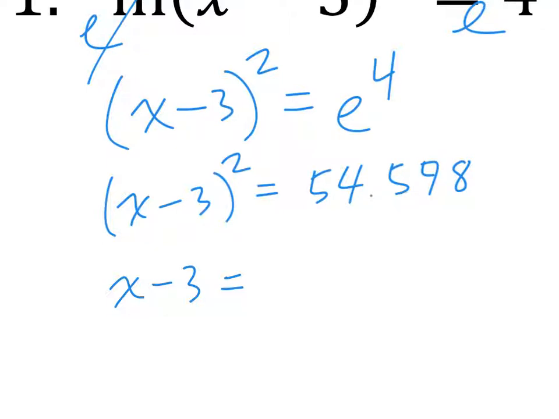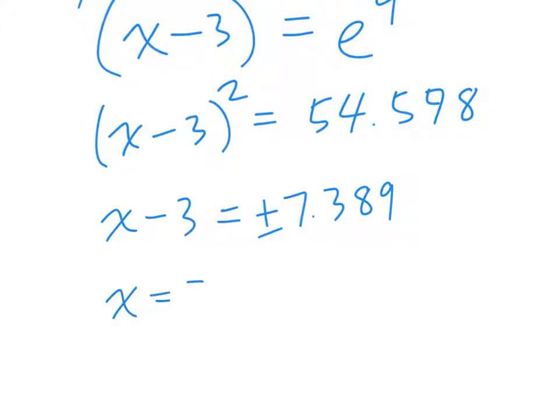All right, what's your answer? 7.389. Okay, is that correct? No, half right. What's wrong with it? Oh no, before then. When you square root something, you have plus minus. Okay, don't forget the plus minus. And then you add 3. 3 plus minus 7.389. You have to actually use your calculator and figure that out.